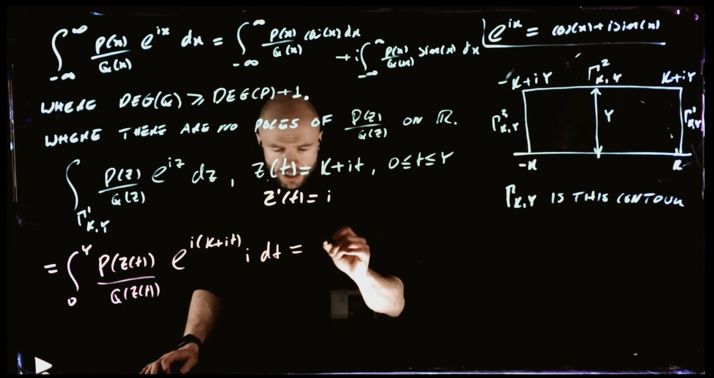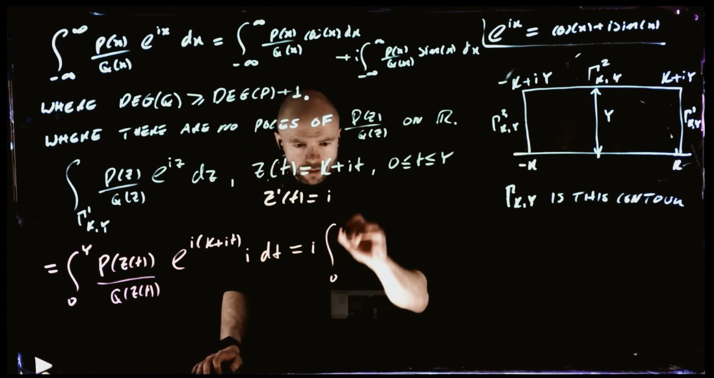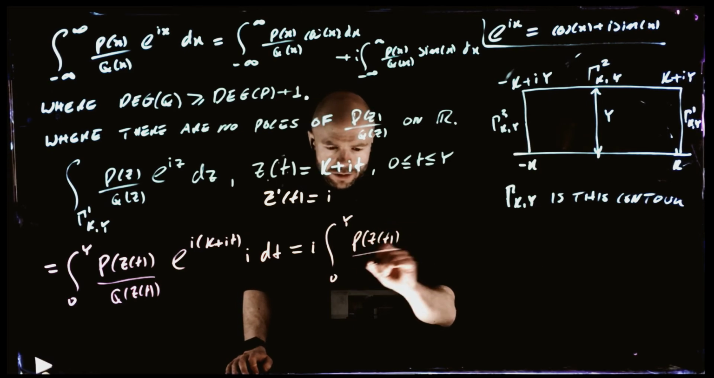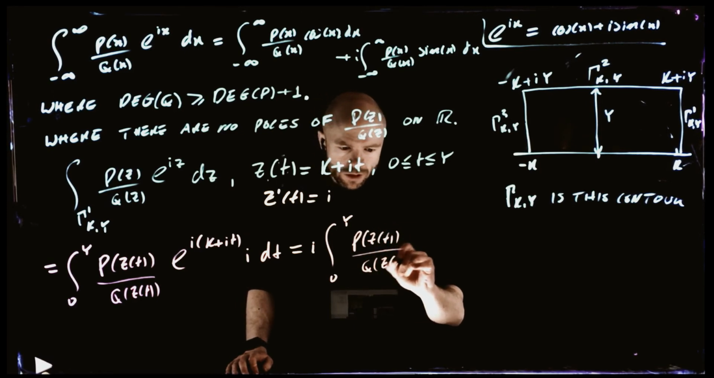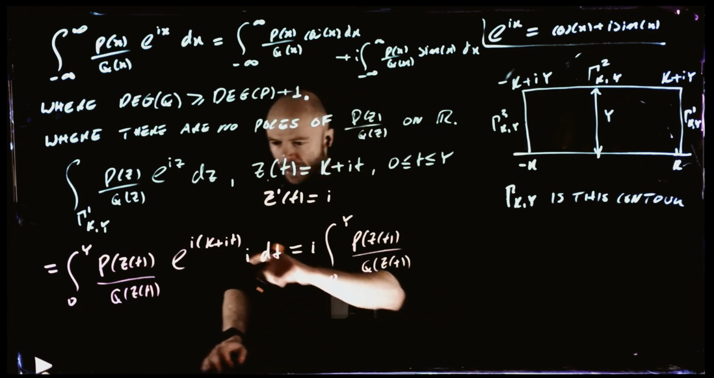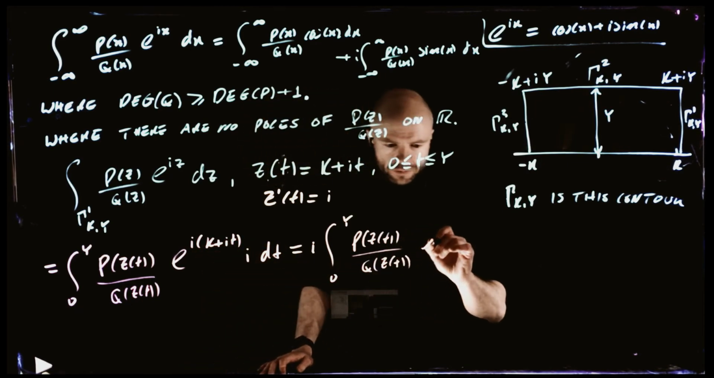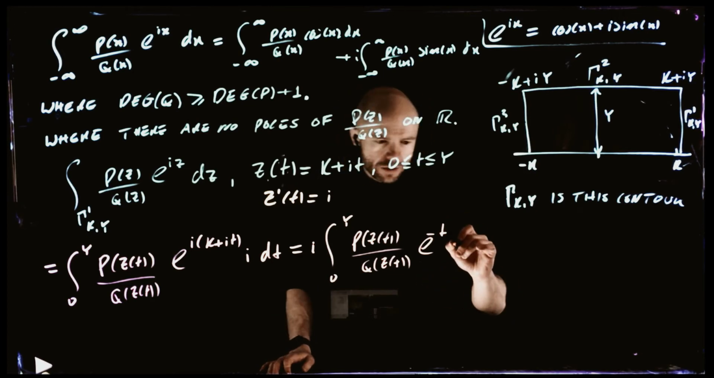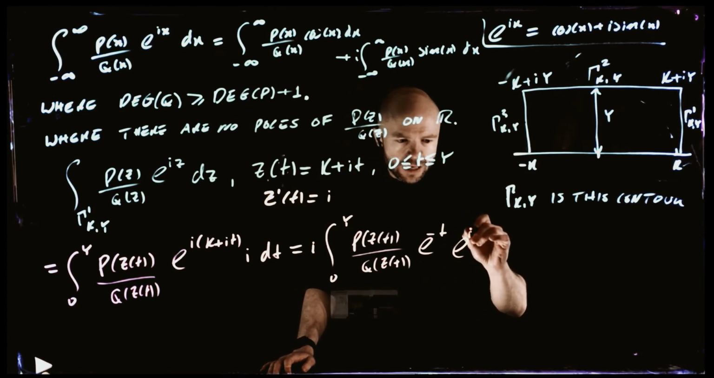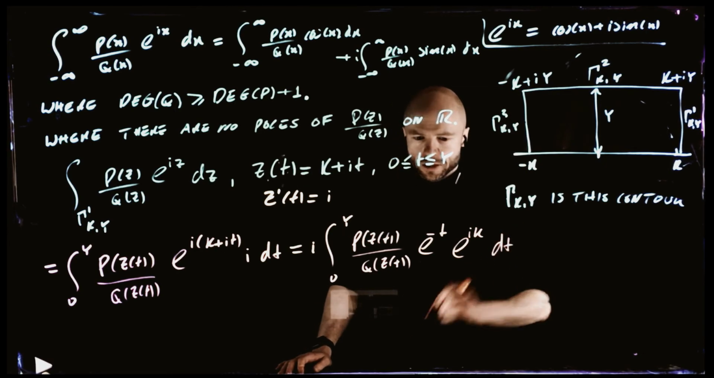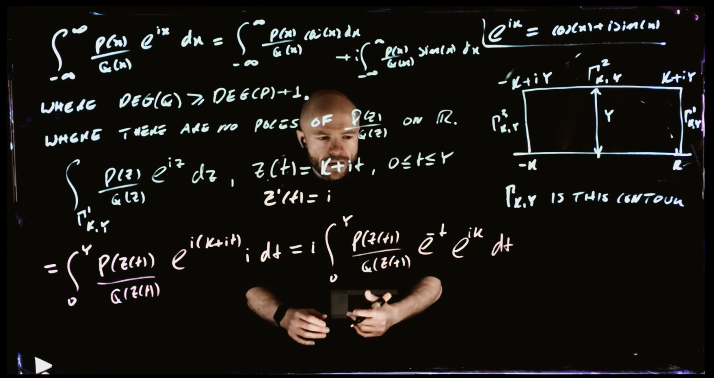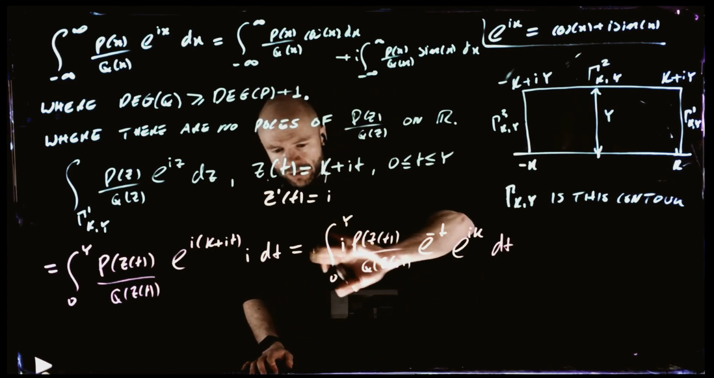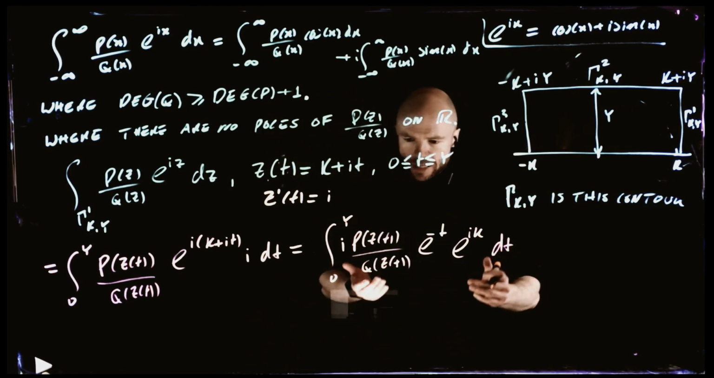Okay, let's take out the i. We don't care about it. 0 to y, then P of z of t over Q of z of t, and then we're going to have e to the minus t, times e to the ir, dt. Okay, let's see what we have to care about. Actually, let's put the i inside, so we're going to take the absolute value signs.